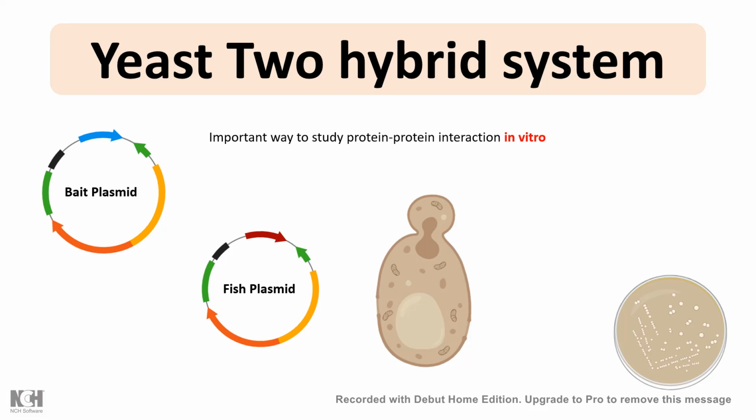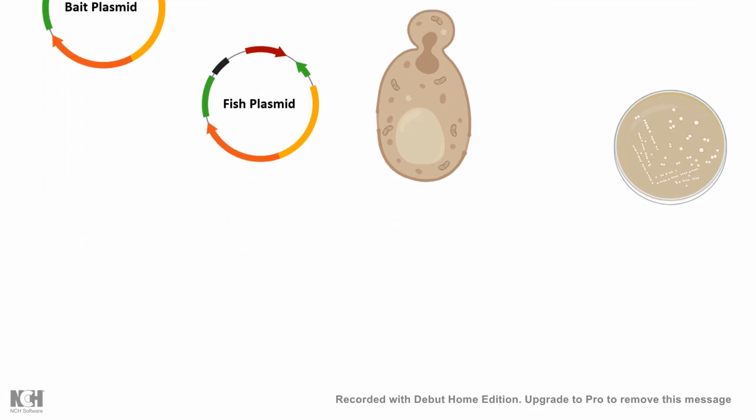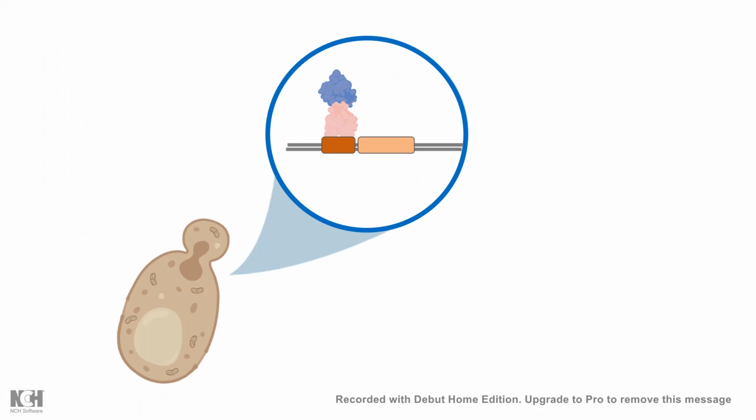Second, we'll talk about the yeast two-hybrid system, one of the best methods of studying protein-protein interaction in vitro. Before we start and try to understand what the yeast two-hybrid system is, we talk about a little bit of budding yeast metabolism. So budding yeast has GAL genes, which give rise to enzymes which break down galactose, and it is important for its metabolism. And Gal4 is the protein which helps the transcription of these genes.